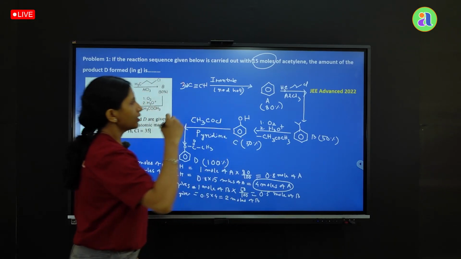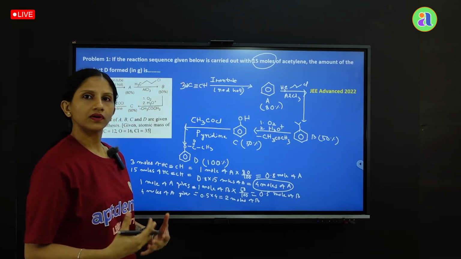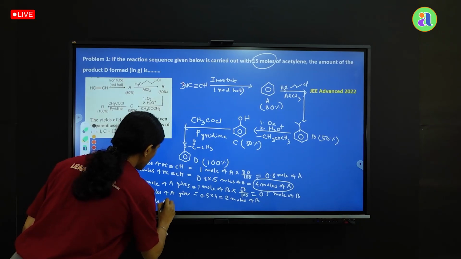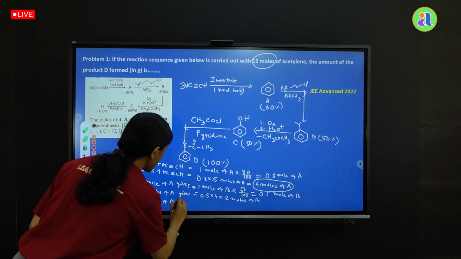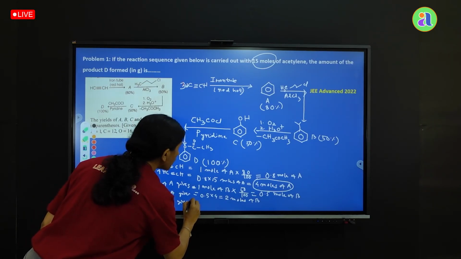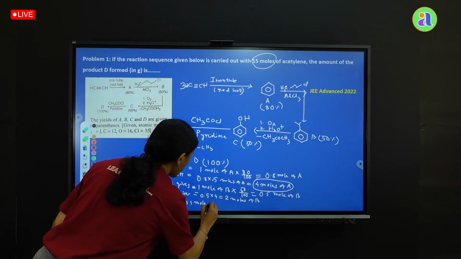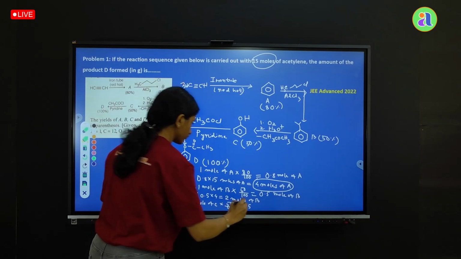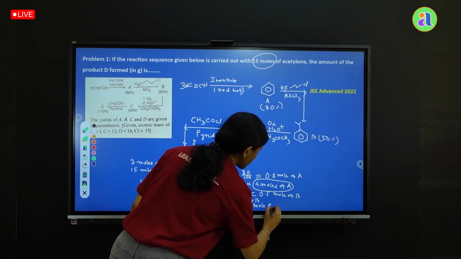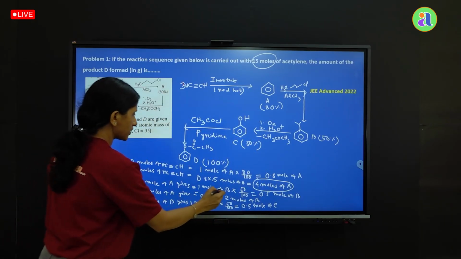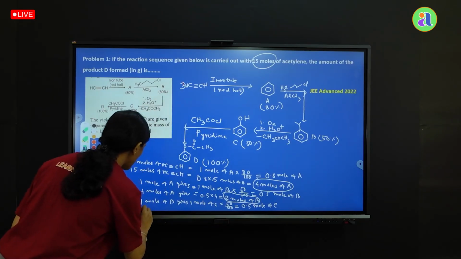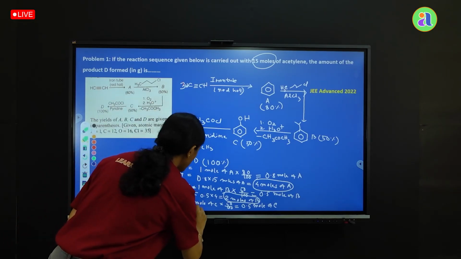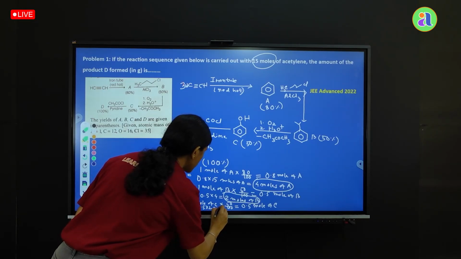Right? Now from here you can see that 1 mole of B can give 1 mole of C, times 50%. So we can write 1 mole of B gives 1 mole of C times 50%, that is 0.5 mole of C. So we are talking about 2 moles of B. So 2 moles of B gives 0.5 times 2, that is 1 mole of C.